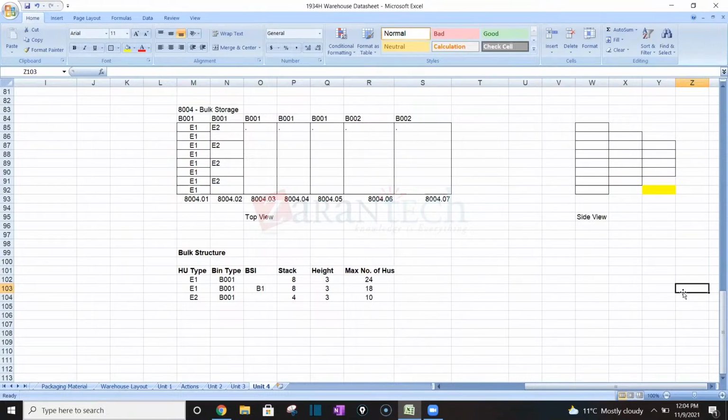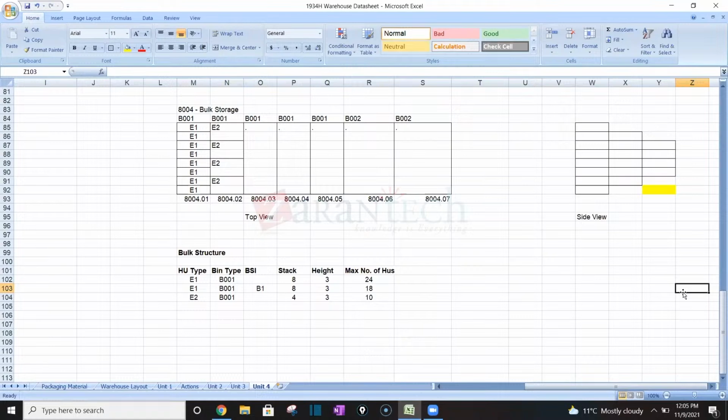I think both are different things. What we are doing here is different, and the control cycle, when it comes, is a separate scenario altogether. Because here, what we are looking at is how we will do the putaway in the bulk storage, and the strategy.